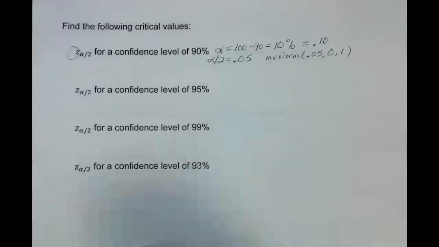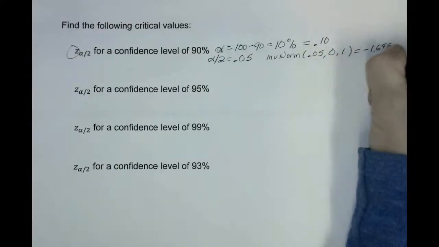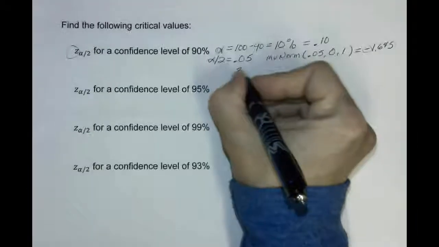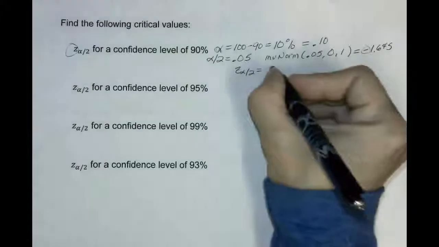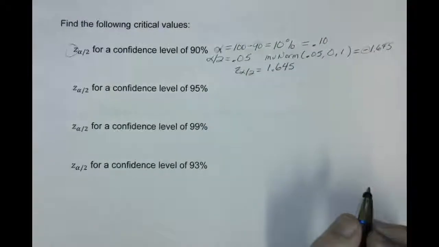So if you do this on your calculator, you're going to get something like this. Then all you do is take off the negative. So your actual critical value is just the positive value. So for this one, it would be positive 1.645.